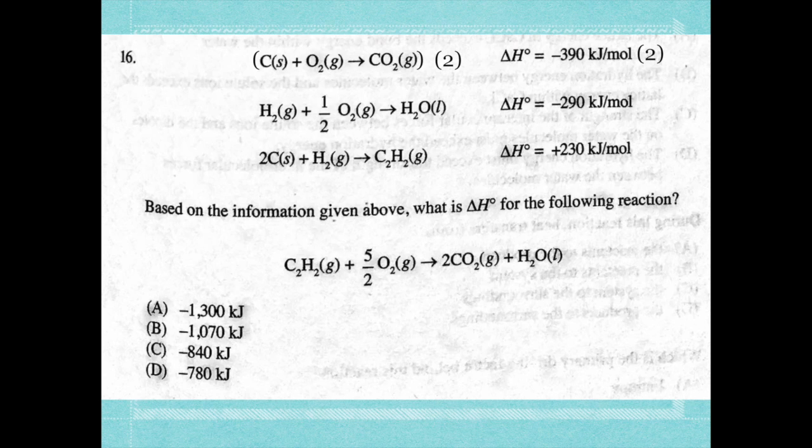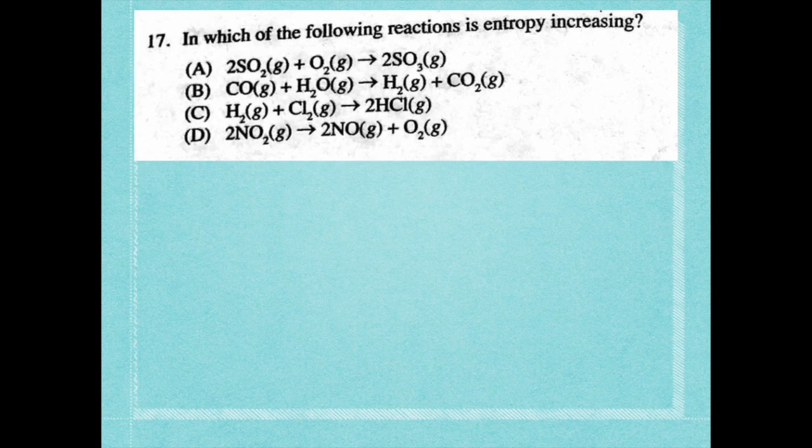The next major player is your C2H2. Notice it's on your product side up above, but then on your reactant side for your final reaction. So I need to flip that reaction by multiplying by -1. So I'm going to multiply this by -1, and all I have to do is add up all those enthalpies, so negative 390 times 2 plus negative 290 minus 230, and so what I get for an answer is negative 1,300 kilojoules.